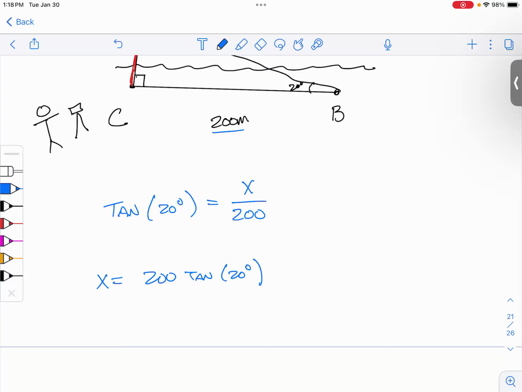So I'm going to go back to my mode and make sure it's in degrees. 200 tangent, and the tangent function, you see sine, cosine, and tangent are all on the calculator there, one row above 7, 8, and 9. So tangent of 20, and you should get 72.79.